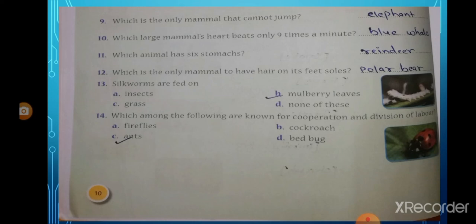Which animal has 6 stomachs? Which is that animal who has 6 stomachs? That animal is reindeer, which has 6 stomachs. Now the next question, question number 12.